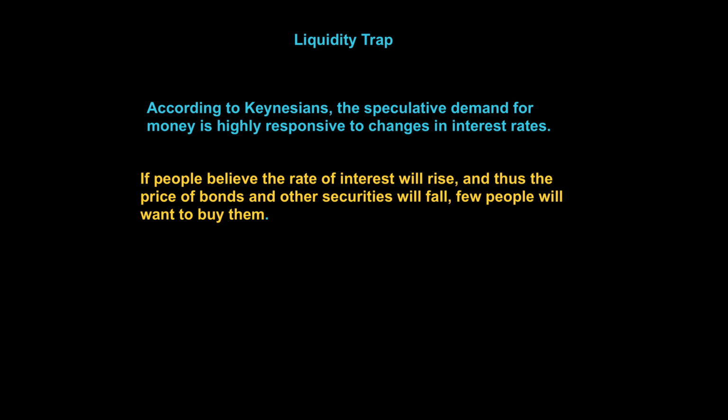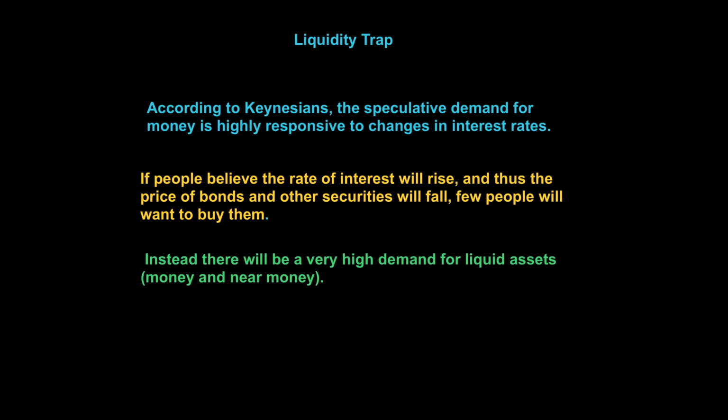When people believe that the price of bonds will fall in the future, they will want to buy them later rather than right now. What will they do instead? Well, they will be holding a lot of liquid assets like money and near money, with the hope that when the interest rate goes down, they will be buying those government securities and bonds. So the expectation of a future fall in prices means that you will buy bonds later.